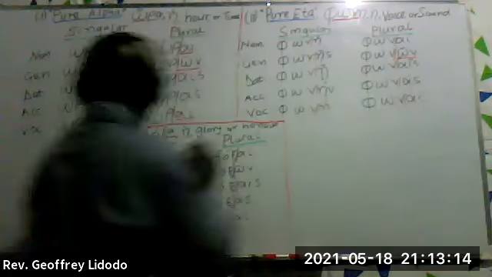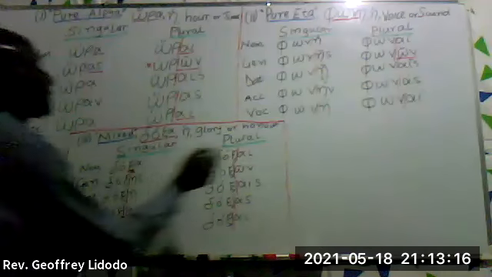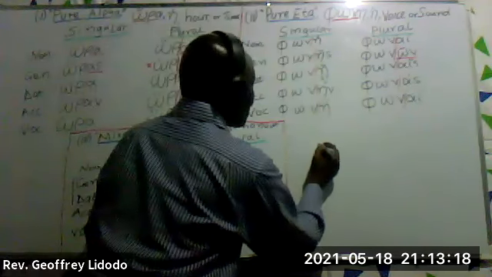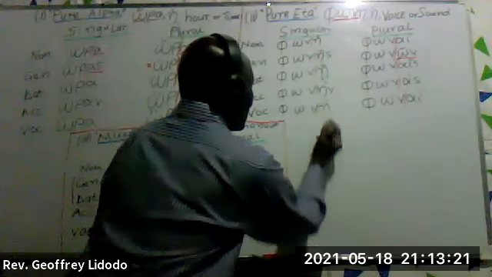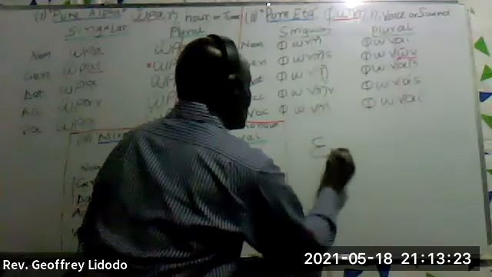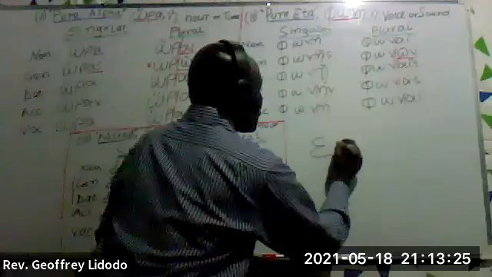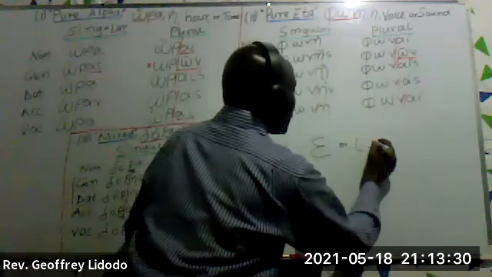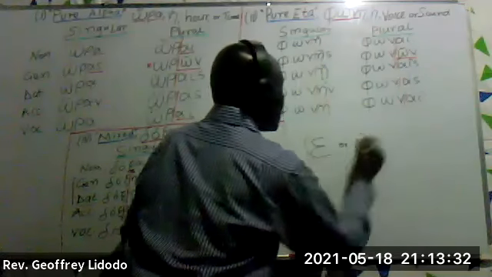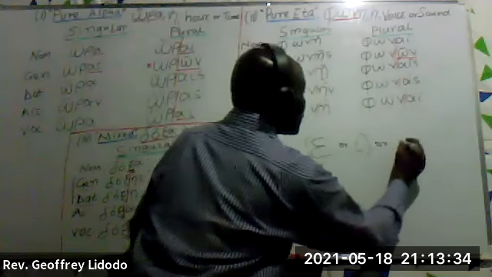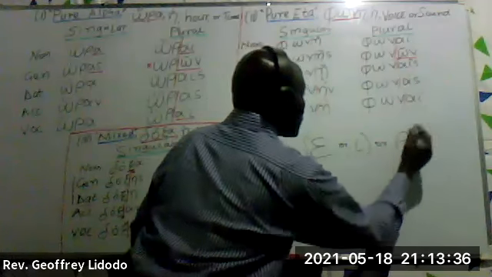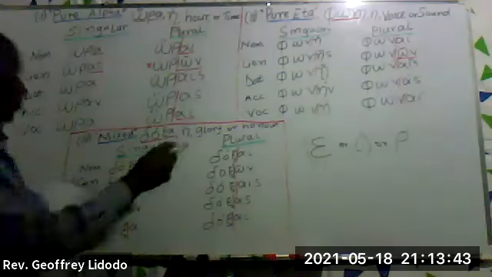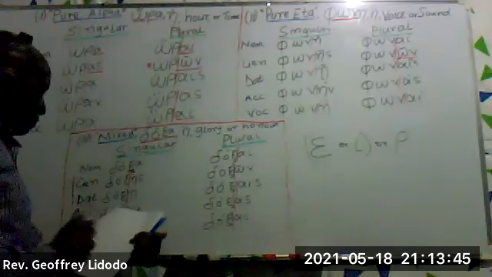Yeah. If the stem ends with this alphabet, epsilon, this one, or iota, or rho, automatically it falls under pure alpha. So you note that. This is in your notebook.